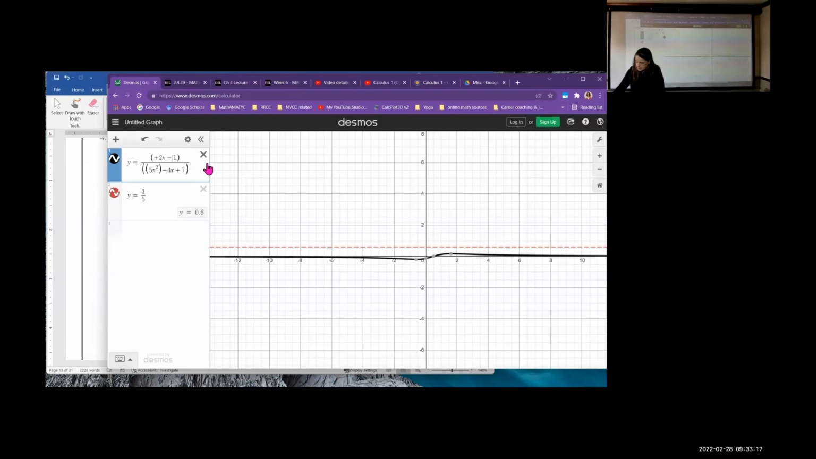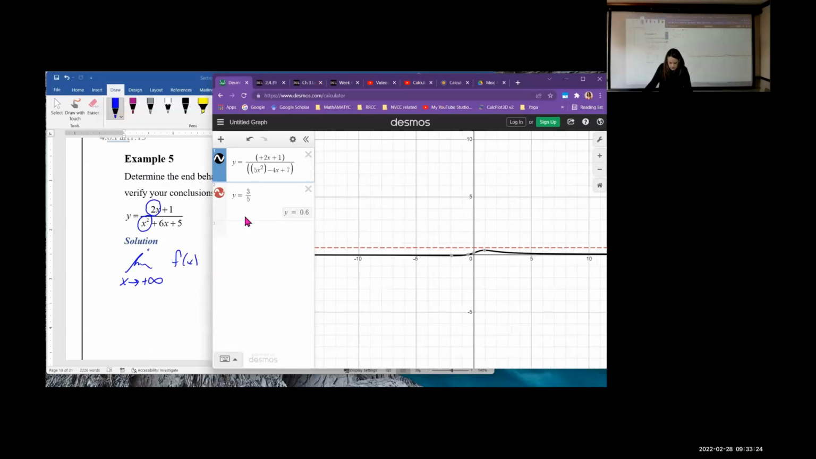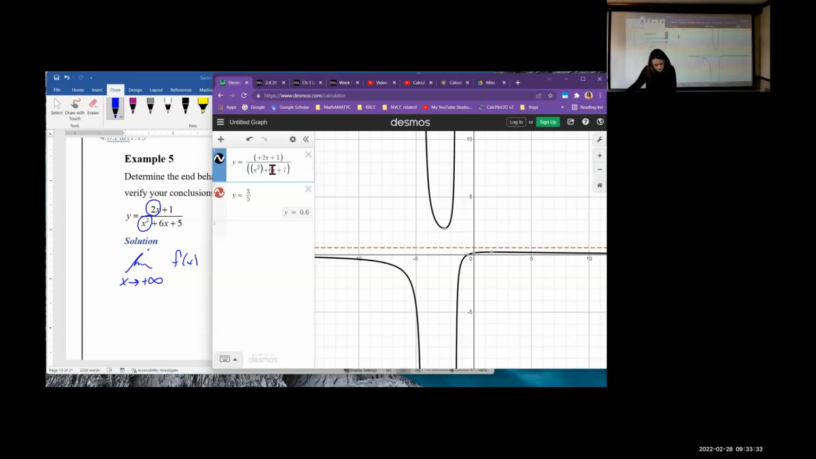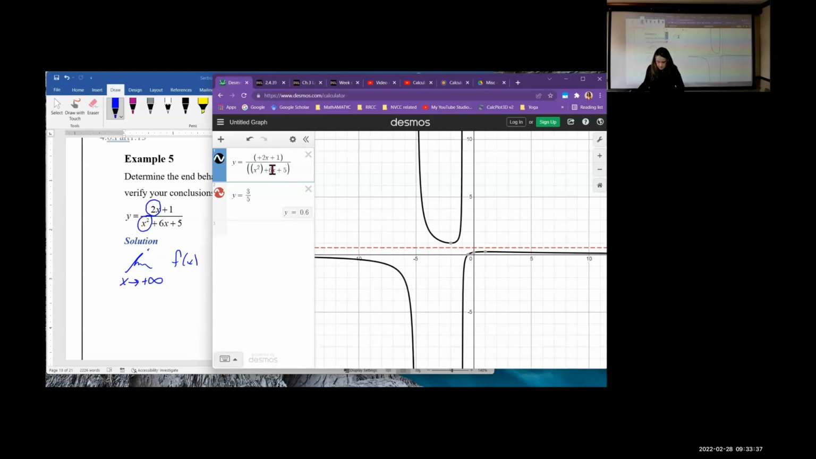The function is 2x plus 1 over x squared plus 6x plus 5. It's going to approach 0. So our asymptote is not going to be 3/5. It's going to be the x-axis. It's going to be 0.